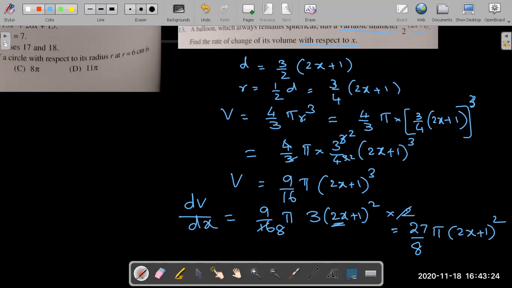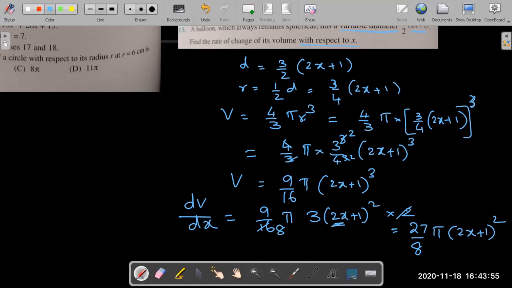Okay. So the only thing is, I'm not checking the answers straight away. Just hold on for some time. I will check the answer for this question also. Yeah, the answer is 27 by 8 pi (2x + 1) whole square. Correct.